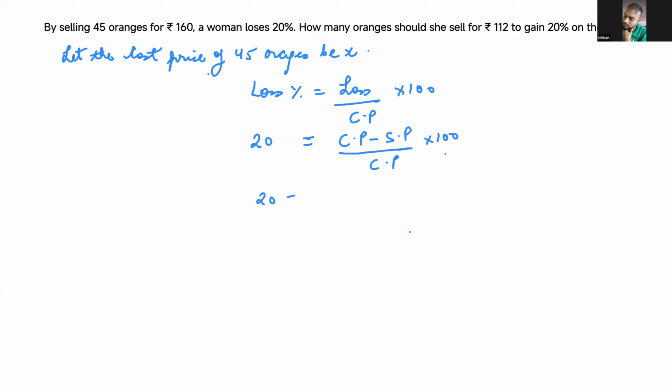20%. So 20 is equal to CP, which is X, minus SP, which is 160, upon CP, which is X, into 100. Understood, guys? Yes or no? Did you understand? Now when you solve this, you will get the value of X. Can you solve this and tell me the value of X?